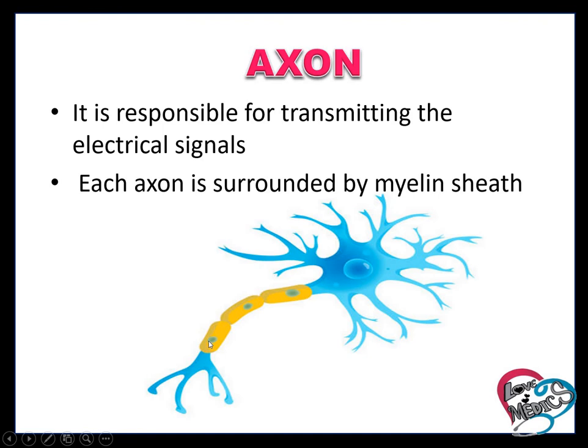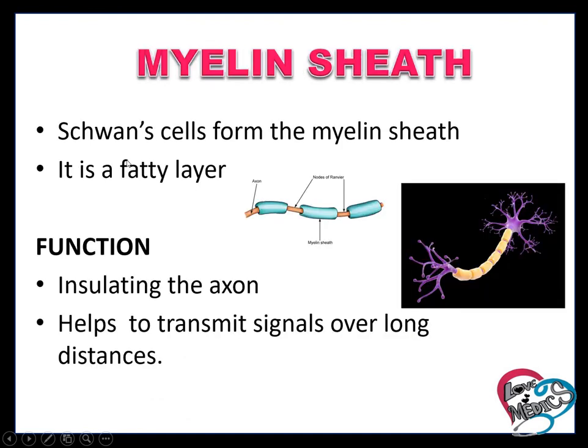What is myelin sheath? The Schwann cells form the myelin sheath. It is the fatty layer. It protects the axon. The function of the myelin sheath is insulating the axons, so it protects the axons from the leakage of the electrical signal, and it helps to transmit the signal over long distance.